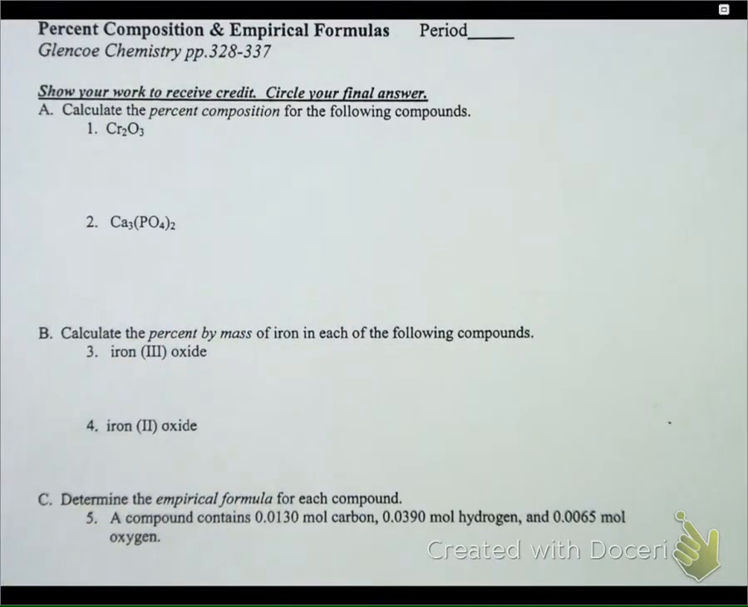Hey, this is to help you with your homework this weekend over percent composition problems and empirical formulas.